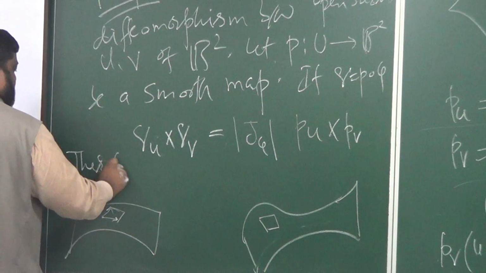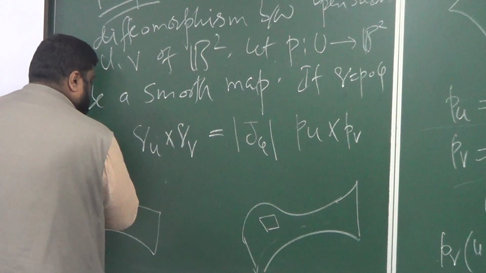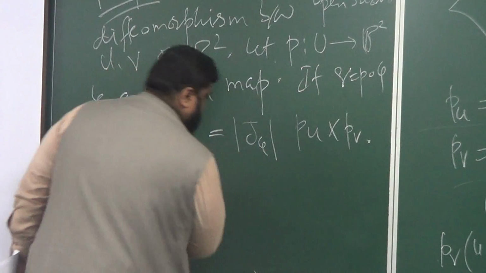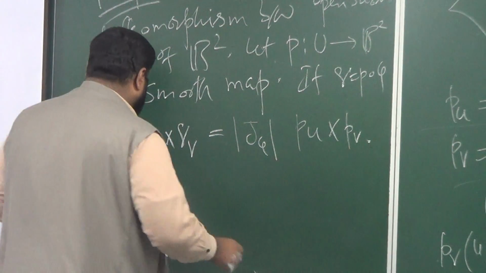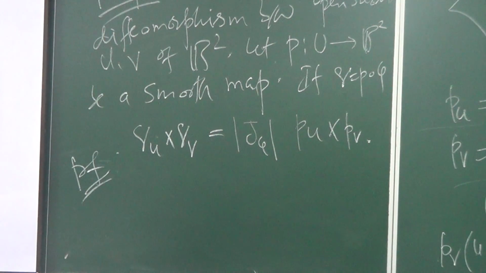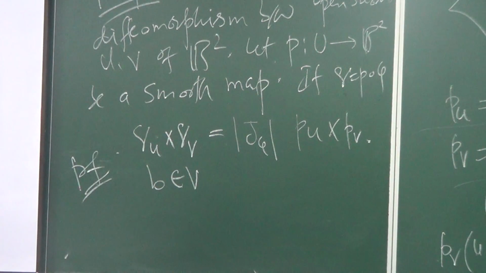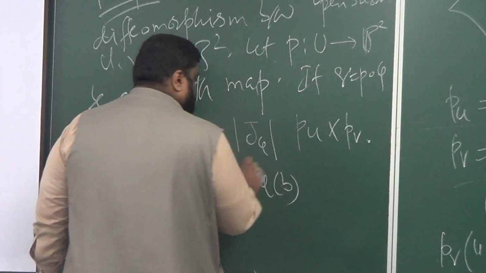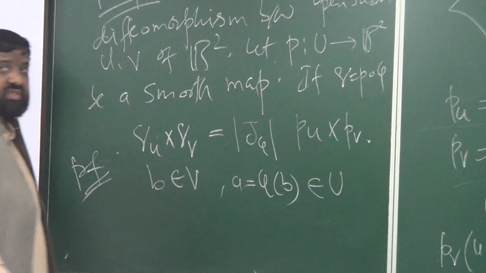And obviously, one thing you can conclude as well is that, let's prove only this. Here's just a sketch of a proof. Take a point B from V. If you operate phi on B, it is going to be a point in U. So let's take a point phi of B in U, and let's give this point a name, A.